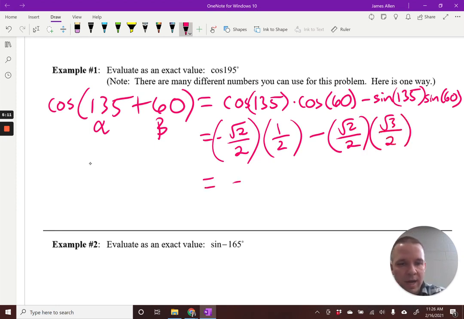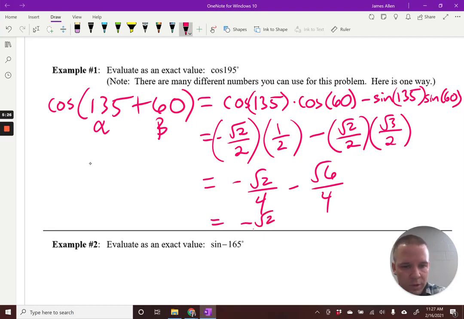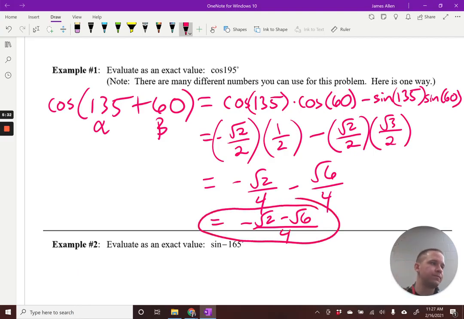Okay, so I'm going to have negative root 2 over 2 minus, looks like over 4. Oh! And then minus root 6 over 4. And then when I put these together, I get negative root 2 minus root 6 all over 4.